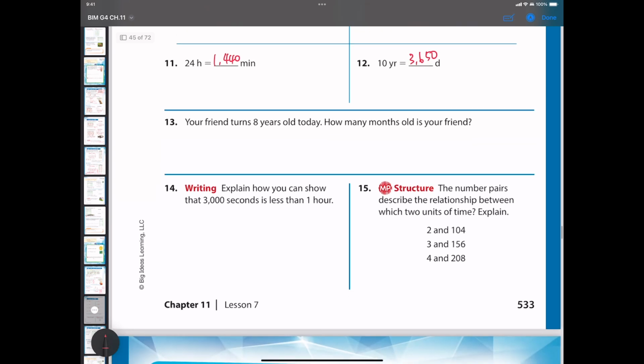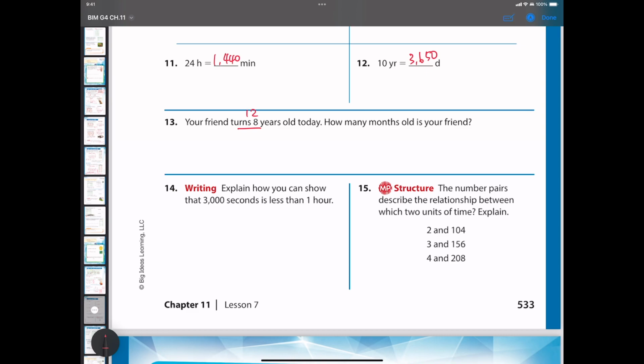Number 13. Your friend turns 8 years old today. How many months old is your friend? Okay, so in 1 year, how many months? 12 months. Okay, times 8, since your friend turns 8 years old today.